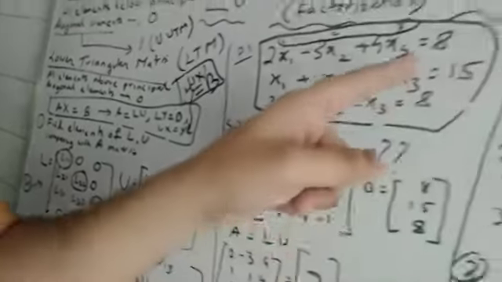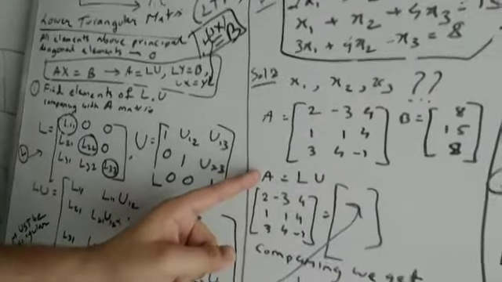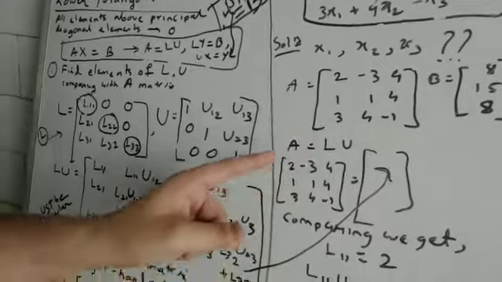And what is your B? I told you these are B values, right? The right hand side vector. So 8, 15, 8. Fine. Now what I told you, we need to find, we know A is equal to LU, right? So A is this one and it should be equal to LU. LU means this, the whole thing, right?